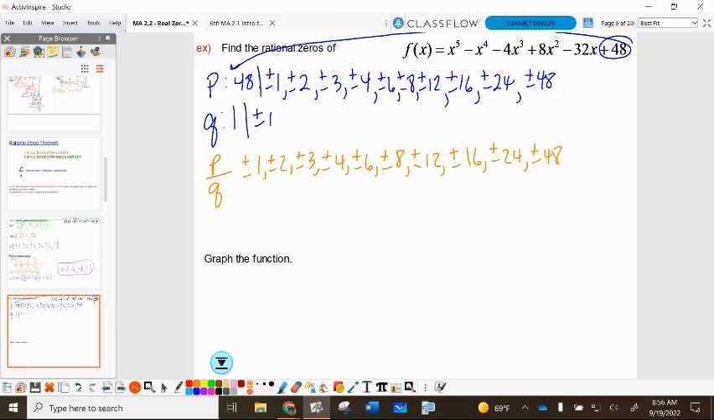Okay, so now we want to find the actual rational zeros. They asked us here to graph this. We'll hold that as an aside and do that once we find the rational zeros. Okay, so let's start with our lowest possible whole number.